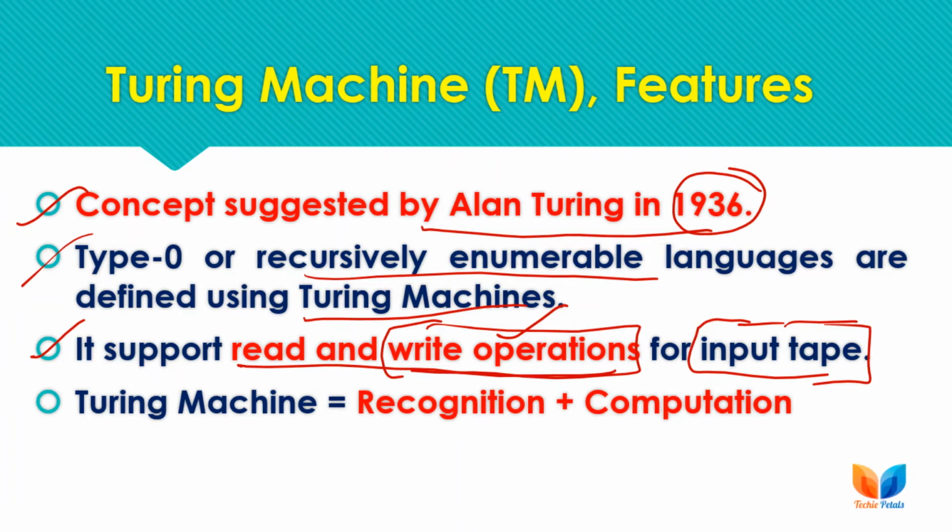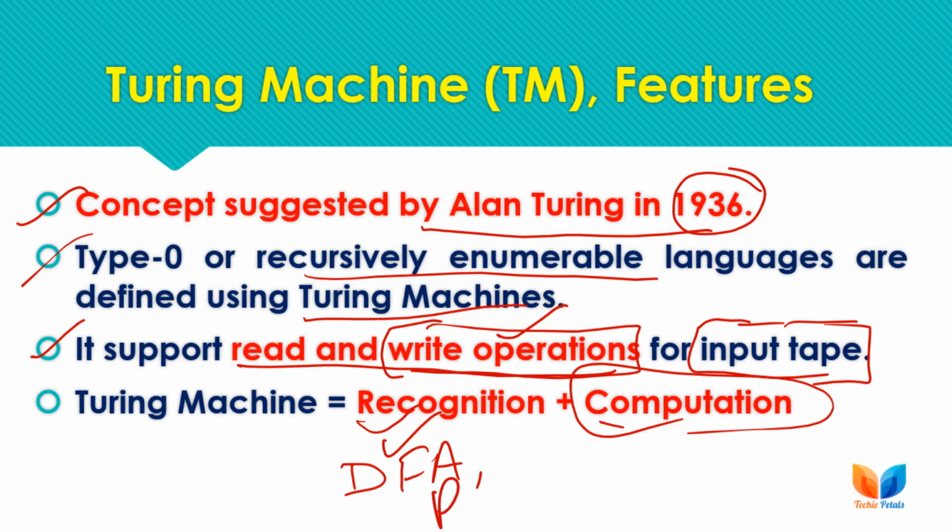So the Turing machine is capable of performing recognition as well as computation. The recognition is also done by DFA, NFA and PDAs, so all those concepts are the same as in the DFA, NFA and PDA, but the difference comes with computation, meaning we can also perform computation with the Turing machine. So we can say that the Turing machine is capable of generating the output for the given input.